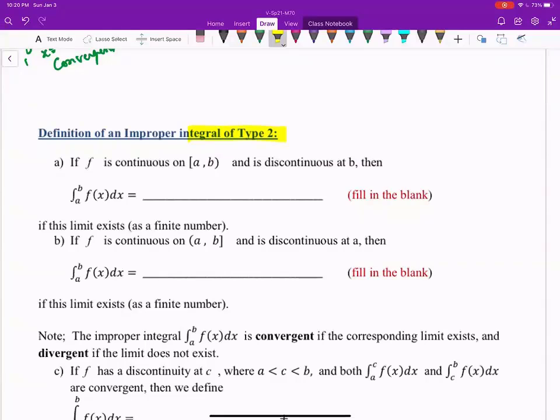If f is continuous on the interval [a, b) and is discontinuous at the endpoint b, then the integral from a to b of f(x) dx is defined to be the integral from a to t of f(x) dx, the limit as t approaches b from the left, provided the limit exists.